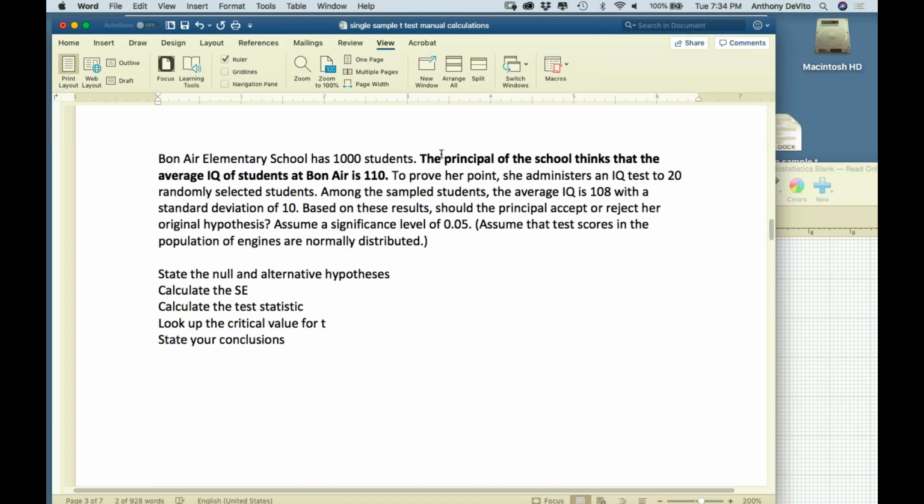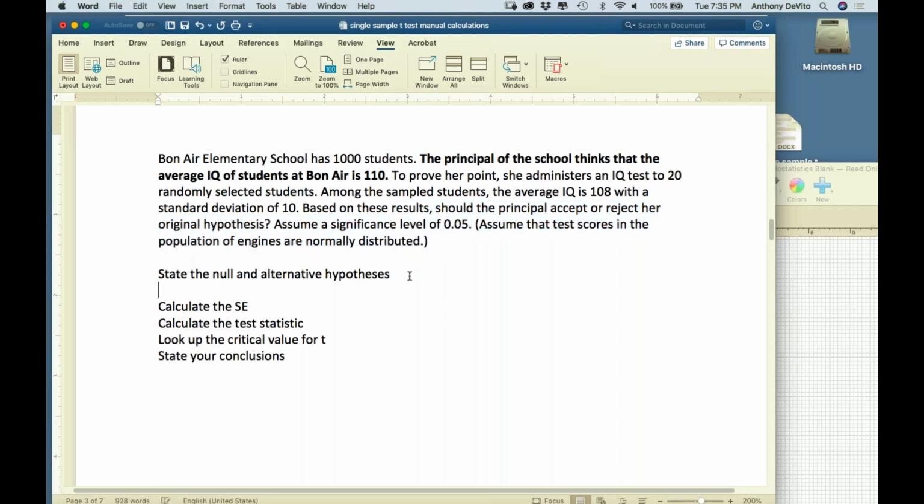So the principal thinks the average IQ of students at Bon Air is 110. To prove her point, she administers an IQ test to 20 randomly selected students. Among the students sampled, the average IQ is 108 with a standard deviation of 10. Based on these results, should the principal accept or reject her original hypothesis? Assume a significance level alpha of 0.05, and assume the test scores in the population are normally distributed.